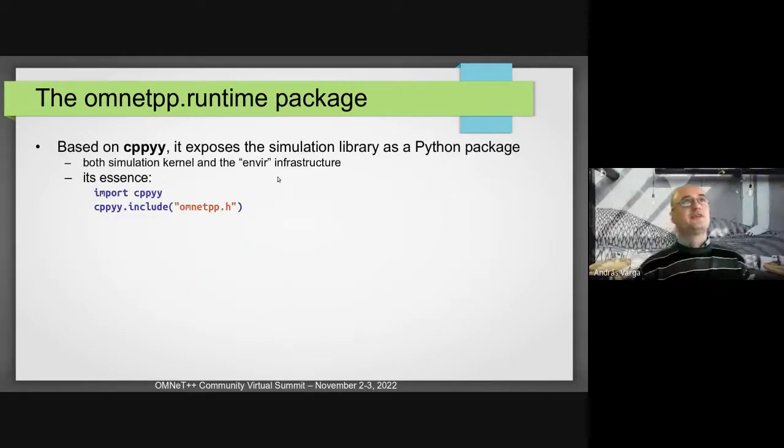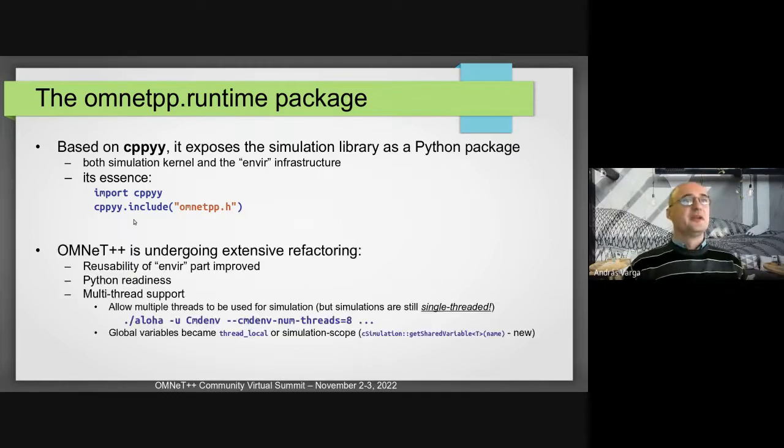Okay, so we have this OMNeTPP.runtime package, which is based on CPPYY, and it makes the simulation library available as a Python package. So basically, you can use the simulation library as you would program in C++, but you write Python code. So in essence, this package just uses CPPYY and includes OMNeTPP.h. Of course, it's a lot more than two lines, but this is basically the essence of it. All the rest is just refinements and additional nice stuff.